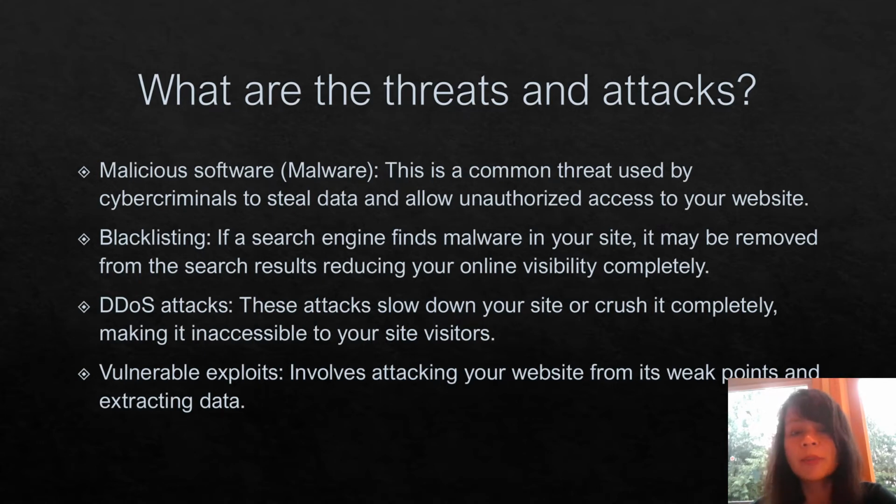Malicious software, malware. Now, this is a common threat used by cyber criminals to steal the data and allow unauthorized access to your website. Okay, so if a search engine finds this malware on your site, you could be blacklisted. Your website may be removed from the search results, reducing your online visibility completely. So if you're an online store and you are blacklisted, that is a bad thing, right? Because you need to be visible online in order for you to make revenue.